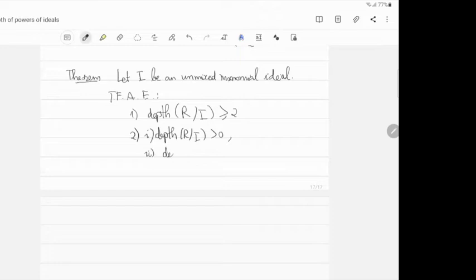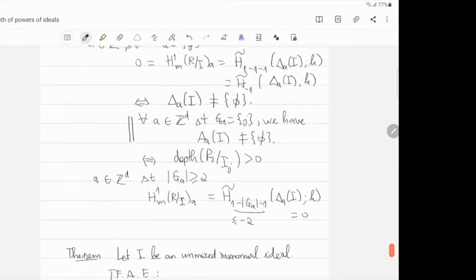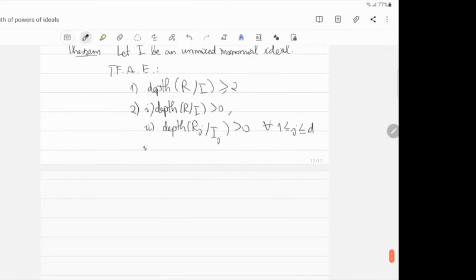So secondly, all the localizations of I at one vertex have positive depth. So R_J and I_J is as in the previous reason. And finally, for all non-negative vectors in R^n, the degree complex is connected.